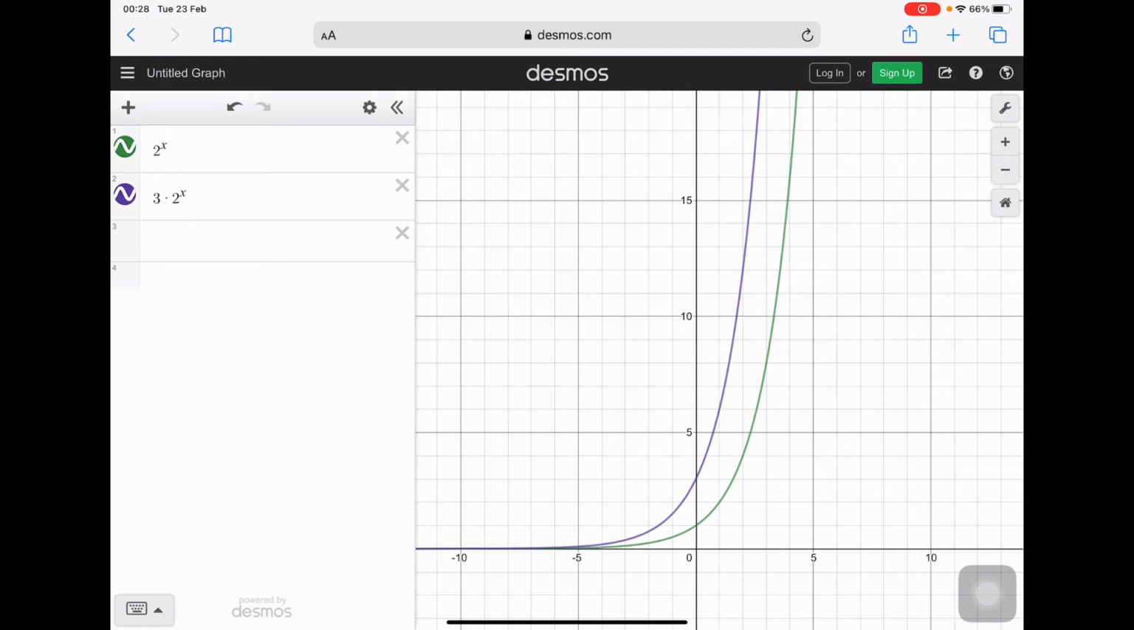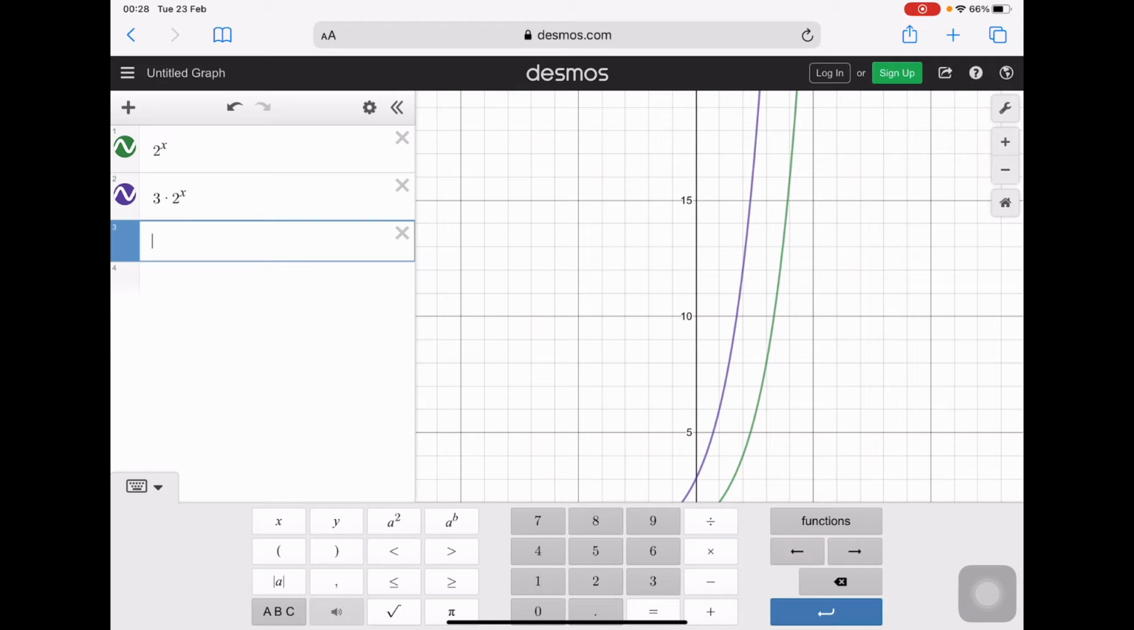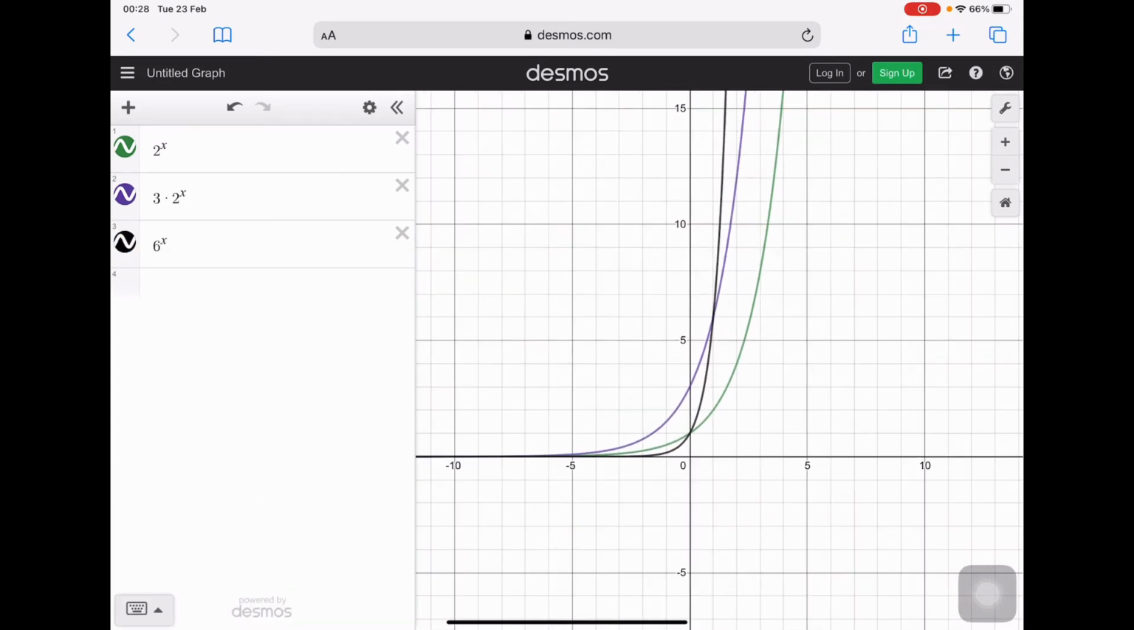Now one thing I want to highlight is that 3 multiplied by 2 to the x is not the same as 6 to the x. And actually I'm going to type 6 to the x here just to show you that these two functions are different. So don't make that mistake of thinking, okay, 3 multiplied by 2 is 6, so 3 multiplied by 2 to the x is the same as 6 to the x. We can see that they're not the same.